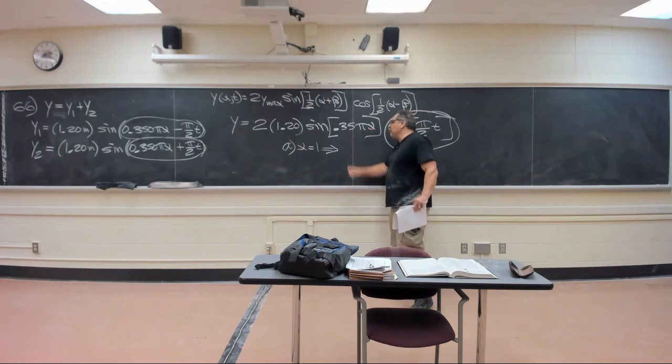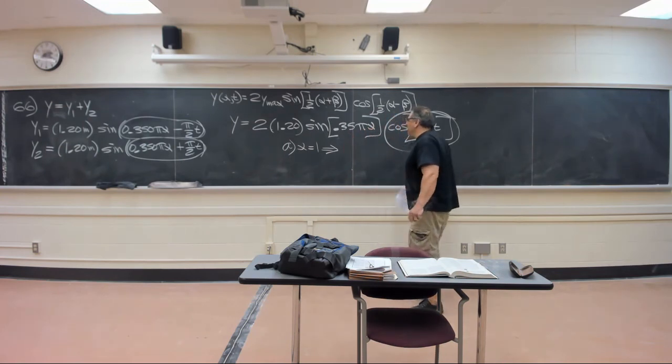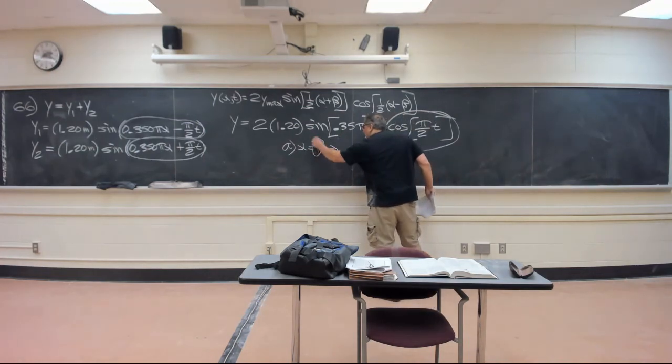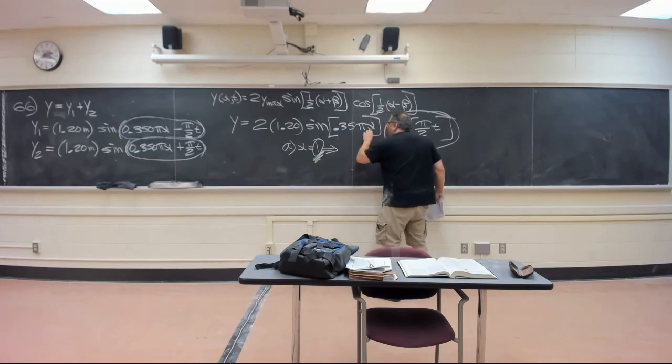1 times pi times 0.35. 0.35 pi radians, take the sine of it, get an answer. Put a 1 right there. 0.35 pi, now you've got to get the sine. You can't alter that. This you can alter. You can get it to be 1 because t can vary, but not for x equals 1.